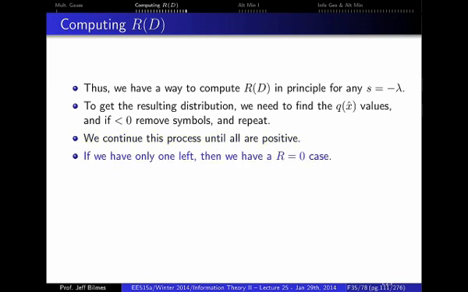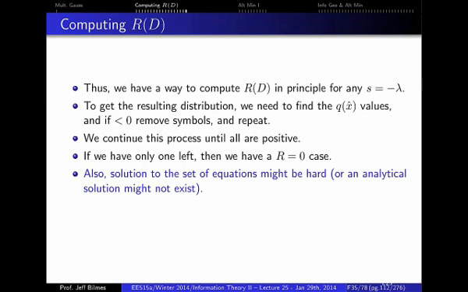If it is the case that we only have one left, then we know that that slope is at a point where there's only one code word, which means that the rate is 0. Because remember, if there's only one code word, then the rate is going to be 0. We know that it's always that code word.